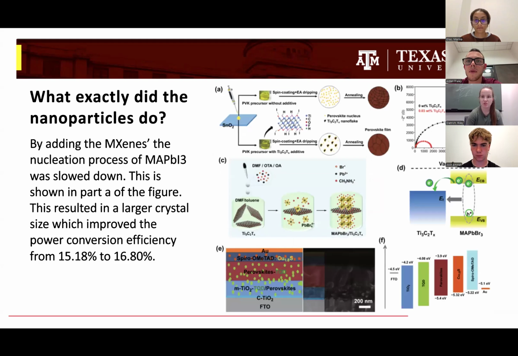In this solar cell, the nanoparticles slowed down the nucleation process of MAPbI3. This is shown in part A of the picture on the slide. Due to the slowing of the nucleation process, the resulting crystal was larger and therefore had more surface area to gather light. This improved the power conversion efficiency from 15.18% to 16.8%.